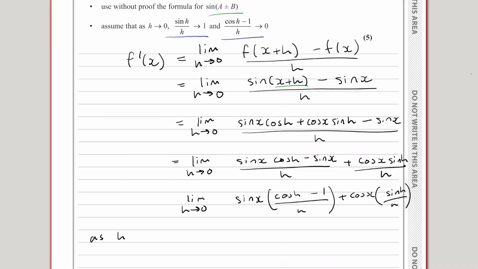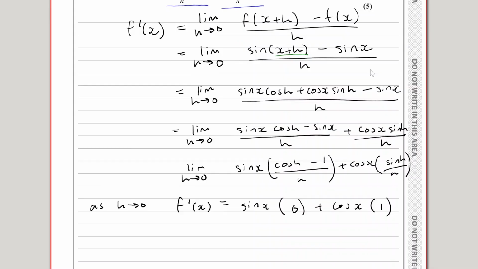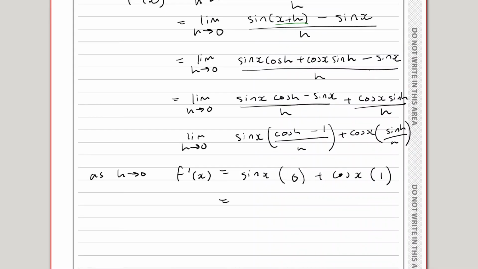So as h approaches 0, what happens? So cos h minus 1 over h goes to 0. So we have sine x times 0 plus cos x times sine h over h goes to 1 times 1. So sine x times 0 is going to be 0. Cos x times 1 is cos x. So that is our answer.